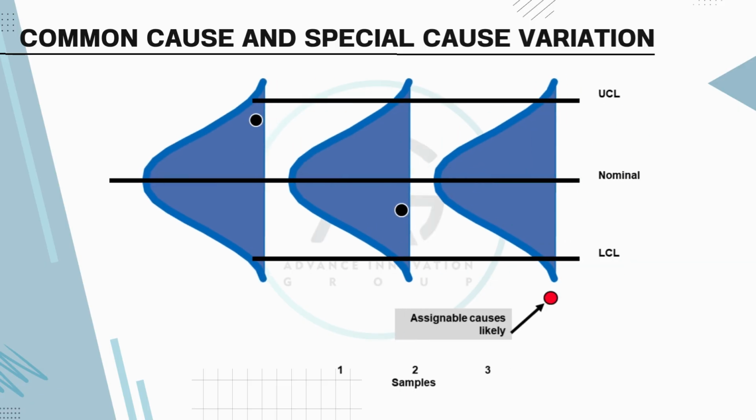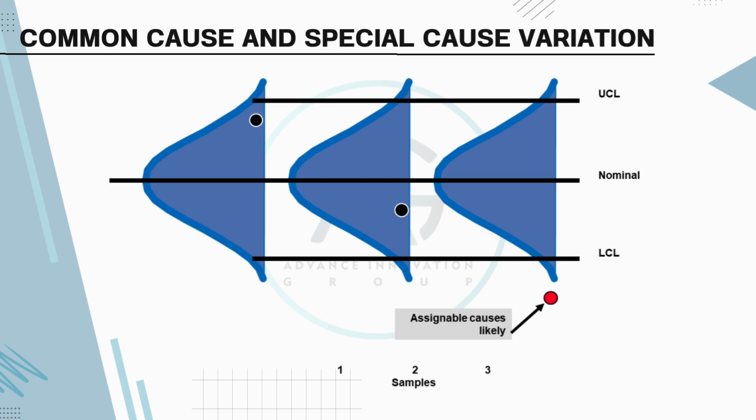This chart visually illustrates the difference between common cause and special cause variation in a process. The three bell-shaped curves represent distributions of sample measurements over time. The horizontal black lines mark the upper control limit, UCL, nominal, and lower control limit, LCL. The first two samples, sample 1 and sample 2, fall within the control limits. This type of variation is known as common cause variation, which is inherent to the process and expected over time. However, the third sample lies outside the control limits, which is an indication of special cause variation.